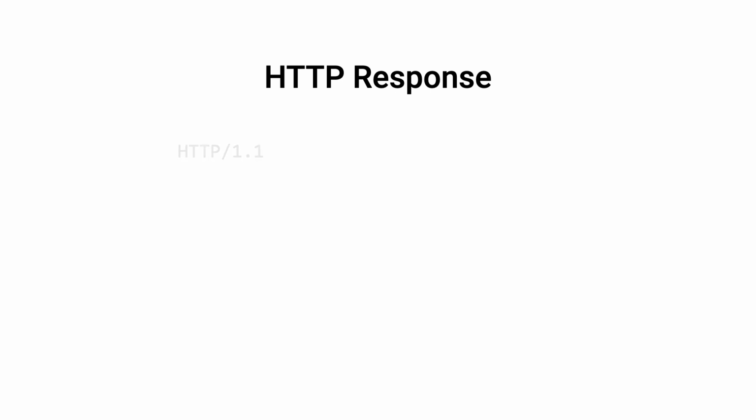The status line, similar to the request line, contains the HTTP version number, a status code, which is a 3-digit number indicating whether a request has been successfully completed or if something went wrong, and a reason phrase, which is a human-readable text that summarizes the meaning of the status code.